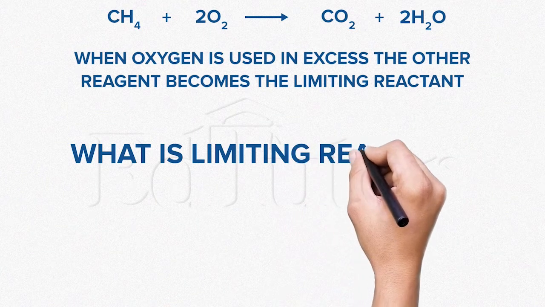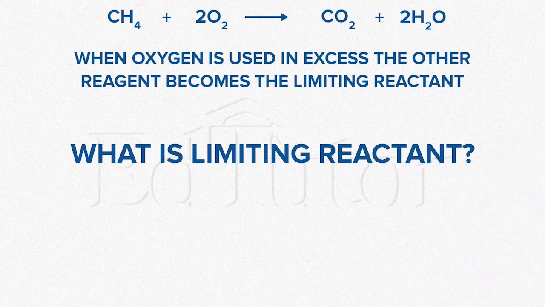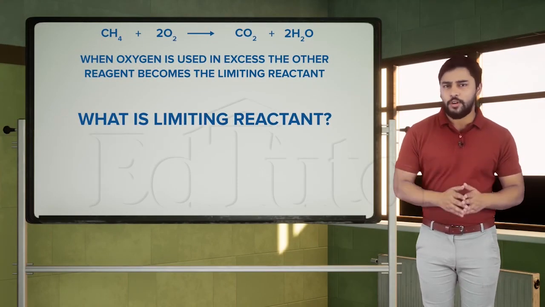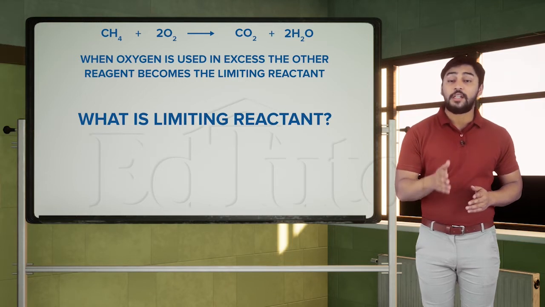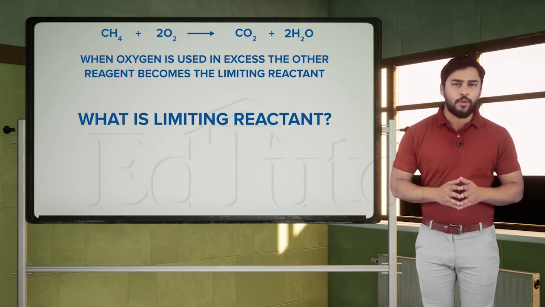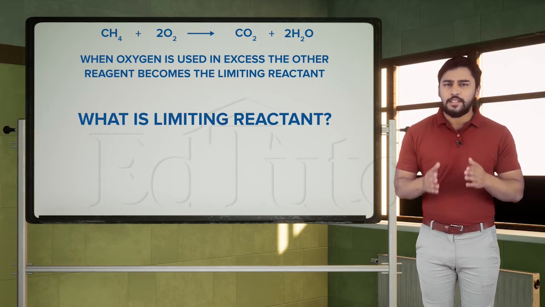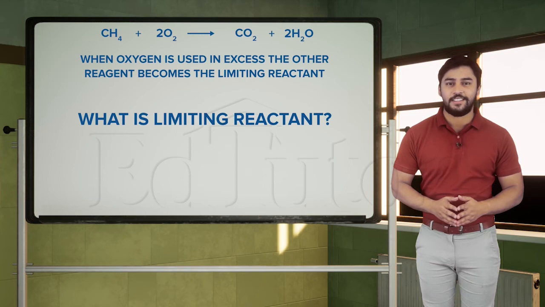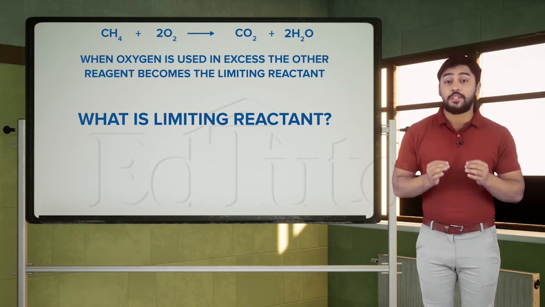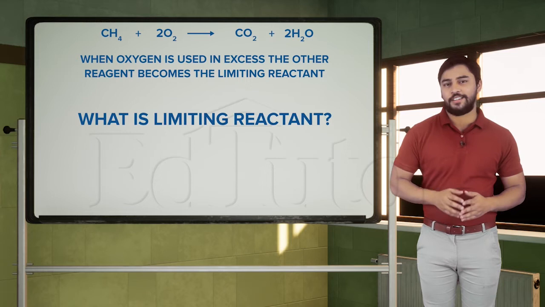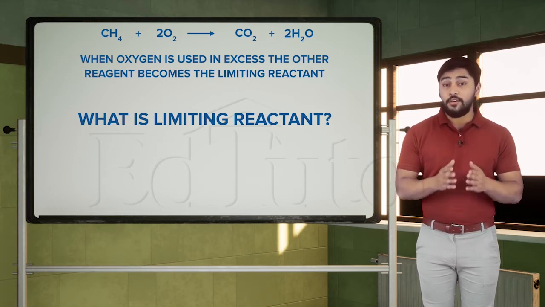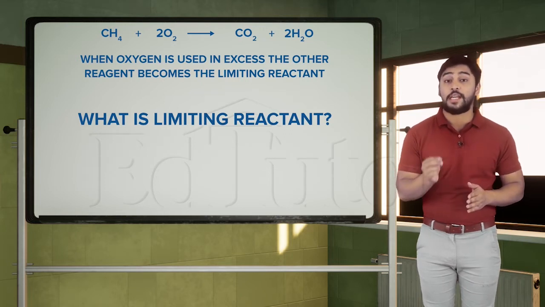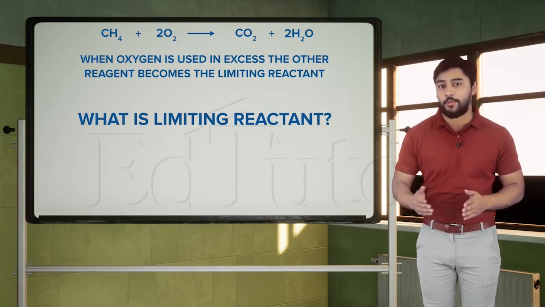This reactant, which is consumed earlier, is called a limiting reactant. Why is that so? Because once this reactant is consumed, the reaction completely stops and no more product will form. So, since it is limiting the reaction, it is known as a limiting reactant. Let me put forth a more scientific definition of limiting reactant, which says that a limiting reactant is a reactant that controls the amount of product formed in a chemical reaction due to its smaller amount.